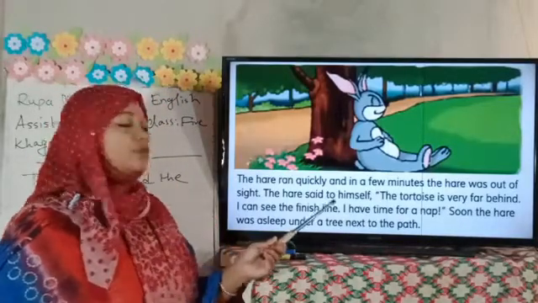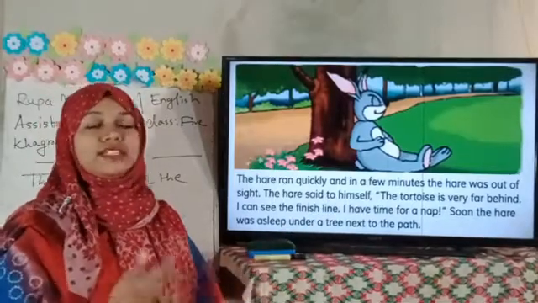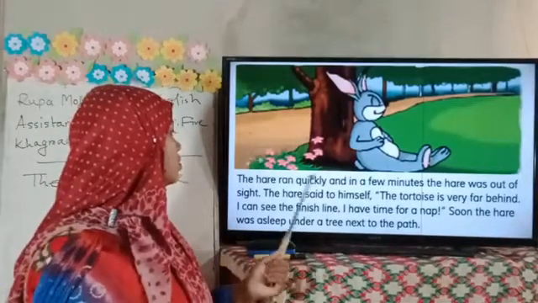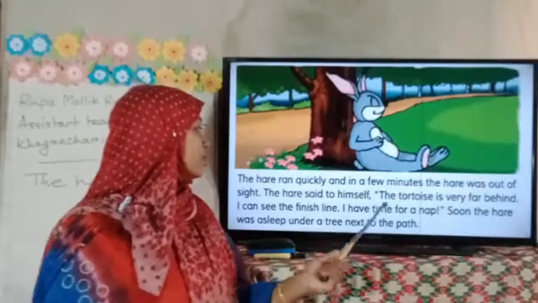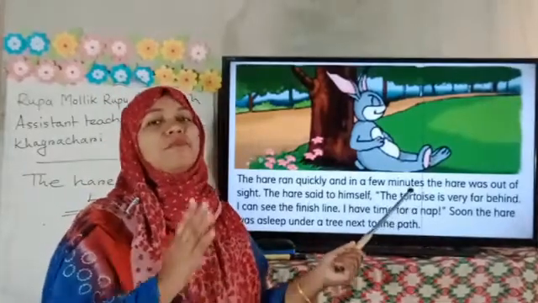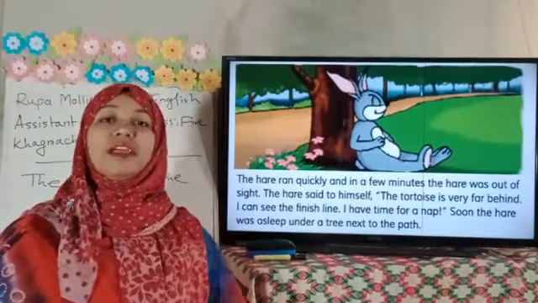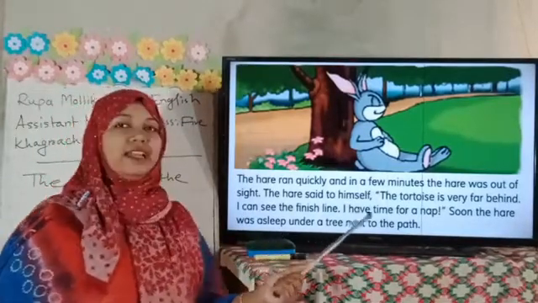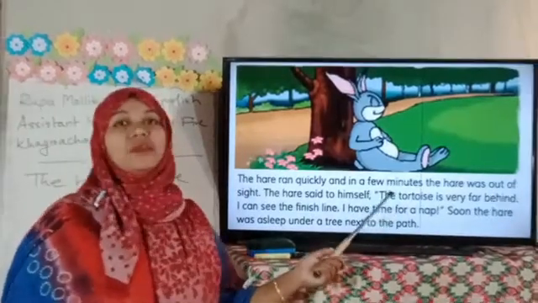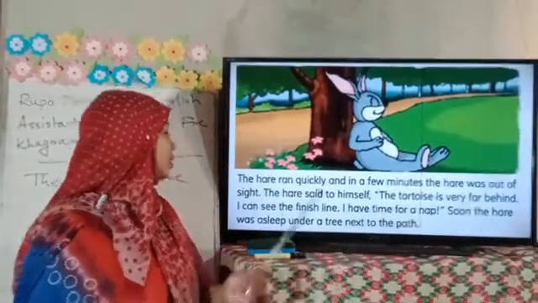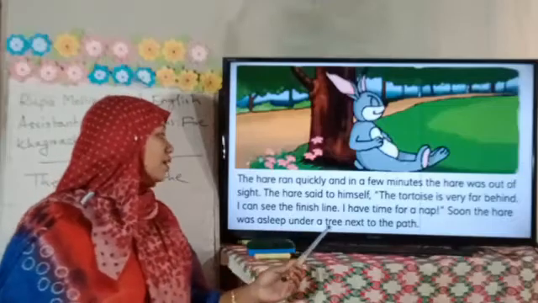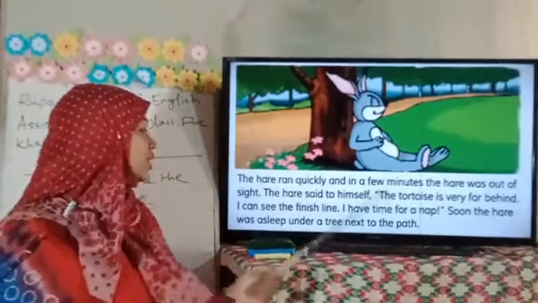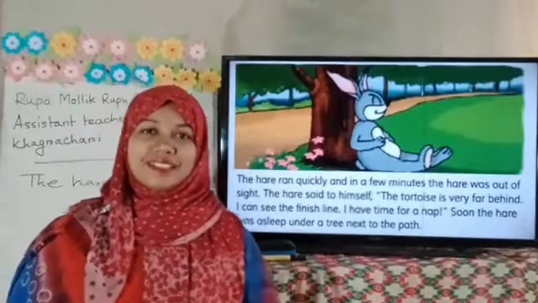The hare said to himself, the tortoise is very slow, very far behind. I can't see the finish line. I have time for a nap. So the hare was asleep under a tree next to the path.